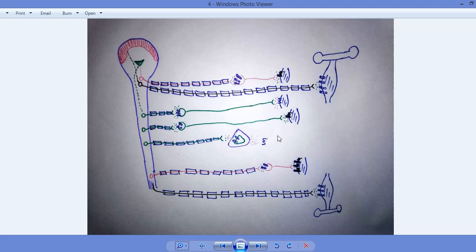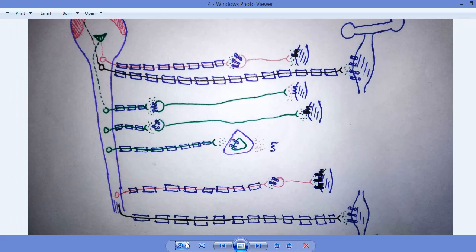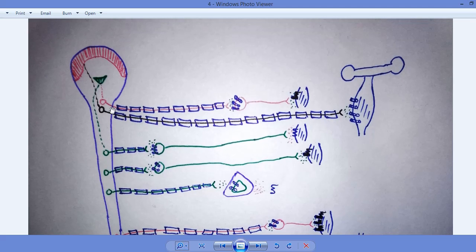Now coming towards the last slide. In this slide we can see the somatic nervous system. The neuron of the somatic nervous system is controlled by the cerebral cortex. This makes connection with the cerebrum. All the somatic neurons are controlled by the cerebral cortex.